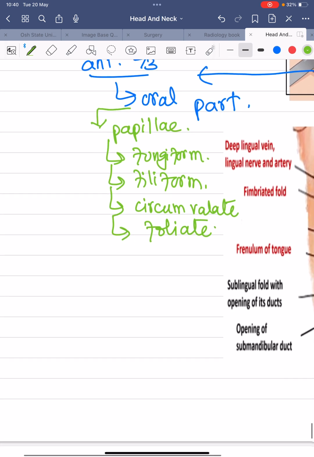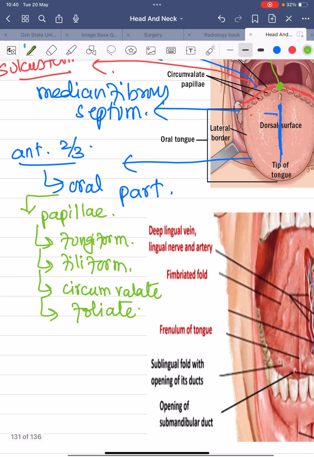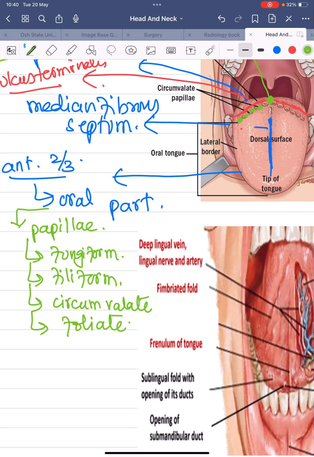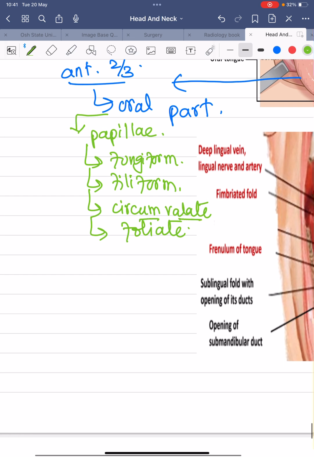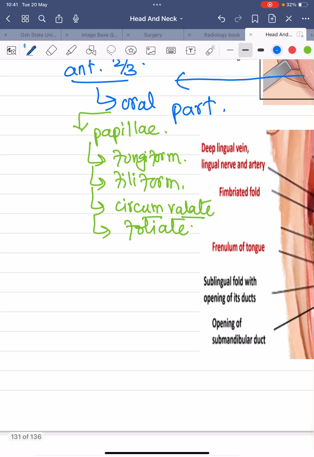Now coming back to these papillae. See here, circumvallate papillae. These are your circumvallate papillae, which I am showing in green color, in close relation to your sulcus terminalis. So in front of the sulcus terminalis, you have these circumvallate papillae. Now please remember, foliate papillae are mostly present in children.